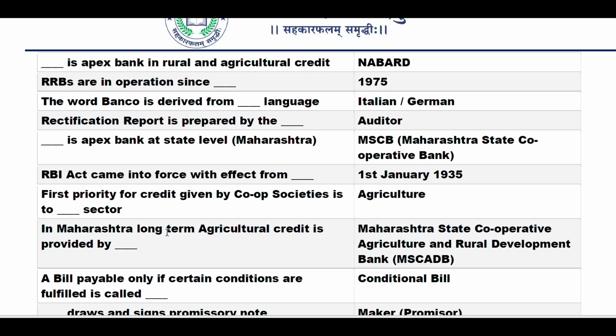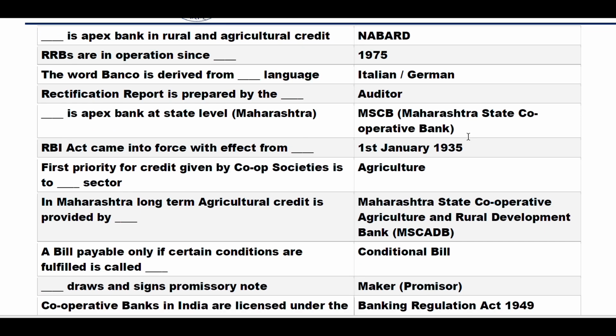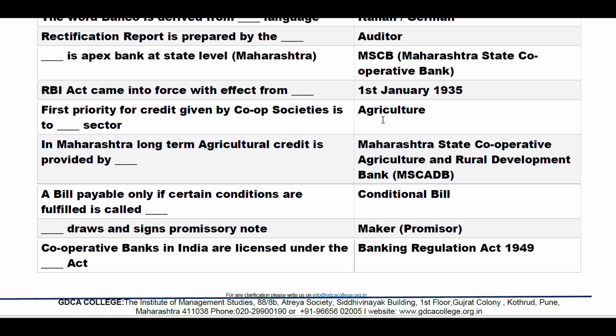Dash is the apex bank for rural agricultural credit, that is NABARD. RRBs have been in operation since 1975. The word banco is derived from the Italian-German language, we can say Italian-German. The rectification report is prepared by the auditor. Dash is the apex bank at state level in Maharashtra, that is MSCB, Maharashtra State Cooperative Bank. The RBI Act came into force with effect from 1st January 1935.